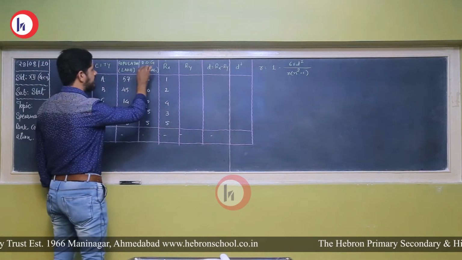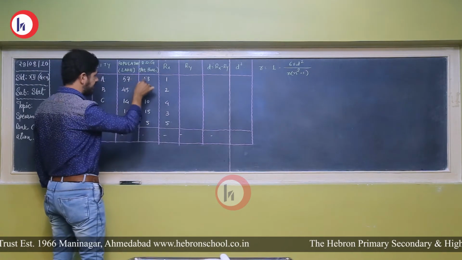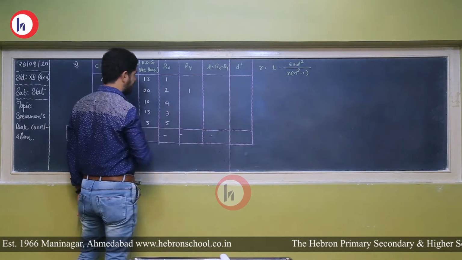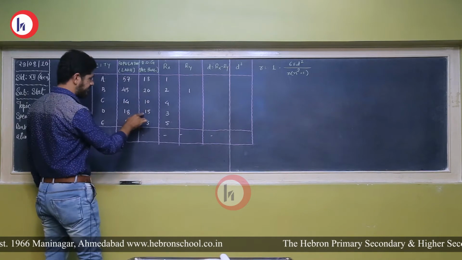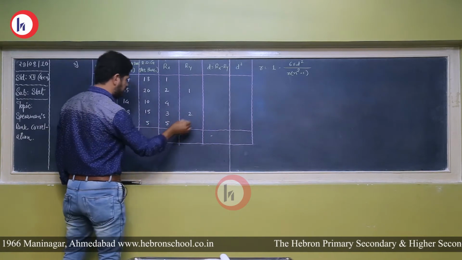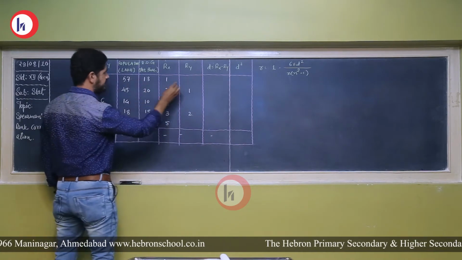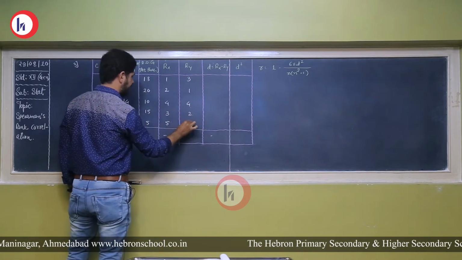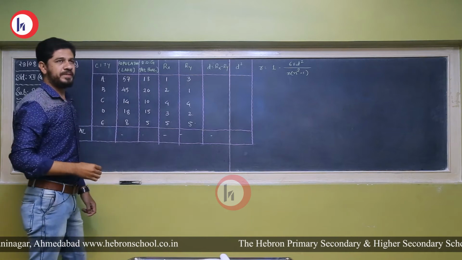Now, in the rate of growth per thousand, the highest number is 20. So we will give it the first rank. Then 15, we will give rank 2. Then 13, it is 3. 10, that is 4. And finally 5.